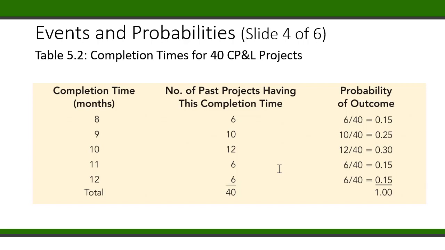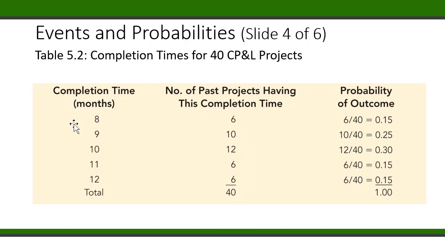From previous projects, they've compiled the following information. So they had different projects that were completed in 8 months. There were only 6 of those. 9 months, 10 of those, 10 months, 12 of those, and so on. So they had 40 projects altogether.